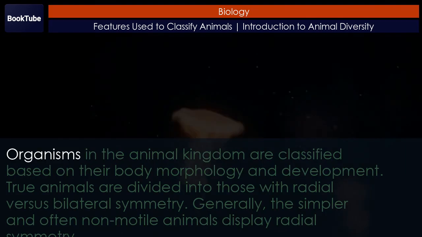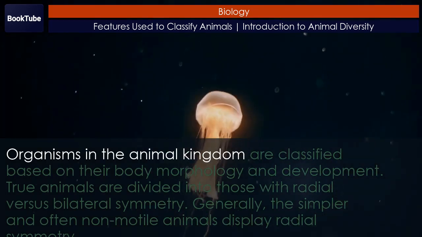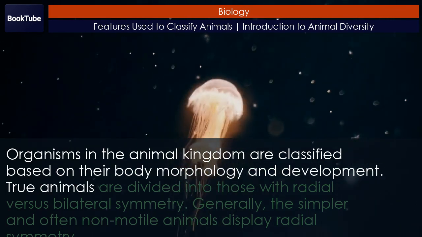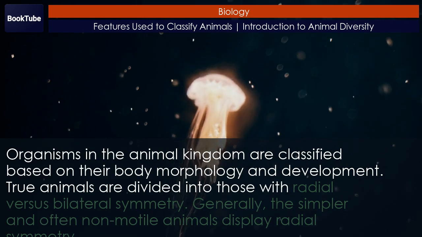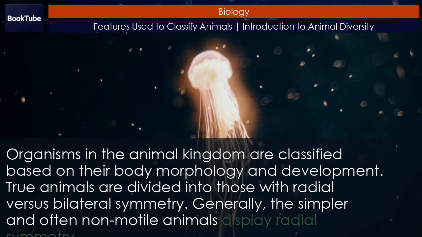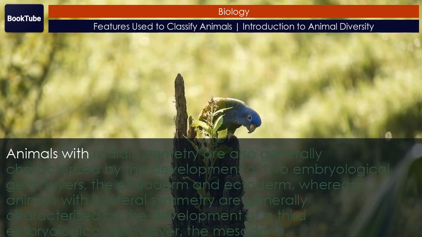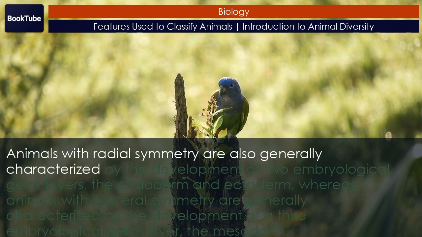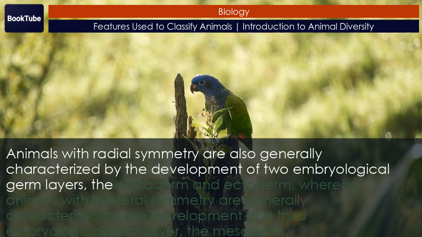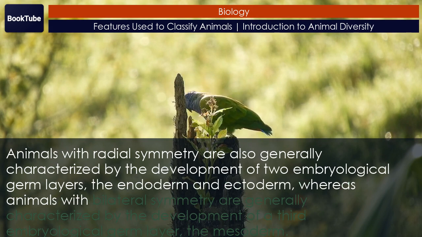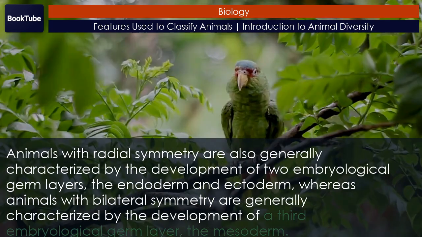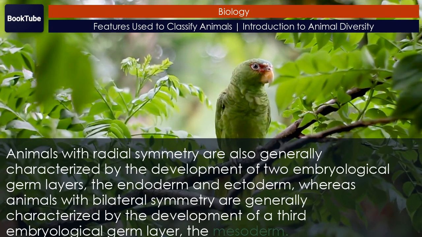Section summary. Organisms in the animal kingdom are classified based on their body morphology and development. True animals are divided into those with radial versus bilateral symmetry. Generally, the simpler and often non-motile animals display radial symmetry. Animals with radial symmetry are also generally characterized by the development of two embryological germ layers, the endoderm and ectoderm, whereas animals with bilateral symmetry are generally characterized by the development of a third embryological germ layer, the mesoderm.